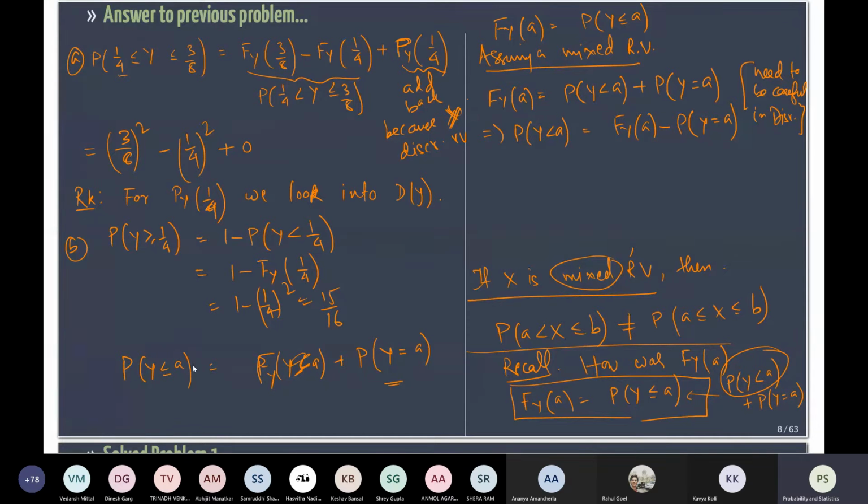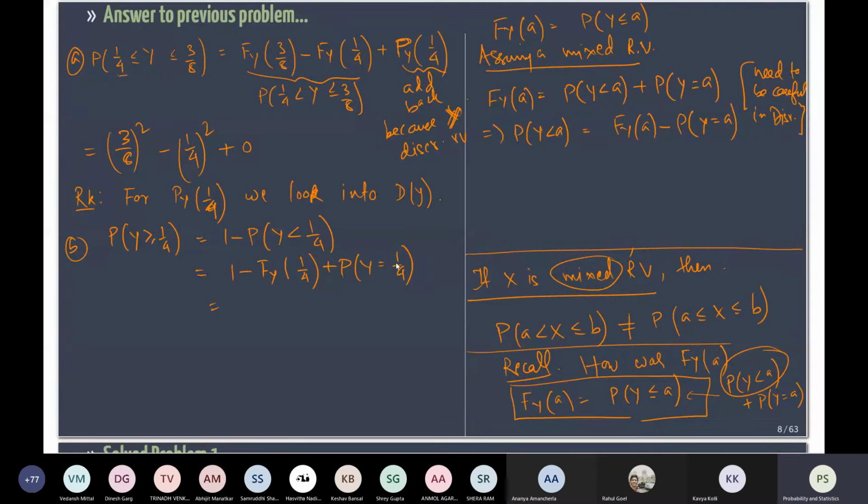So with this in mind, let me remove this part, and then I have to recorrect this part here. So here F_Y(a) minus, I mean minus of that. So minus minus will become plus, right? So this will be plus the probability that Y is equal to 1/4.